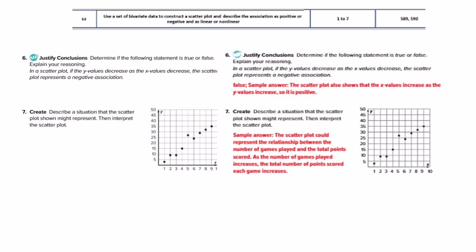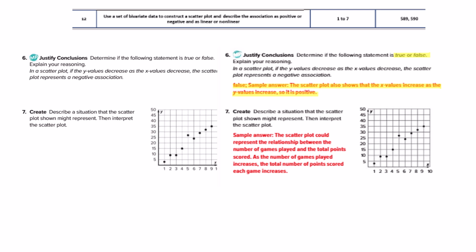Number 6 and number 7. We look at justifying the conclusion. You got to see whether the statement is true or false, and you would see that the scatter plot also shows that as x values increase, the y increase, so it is positive.